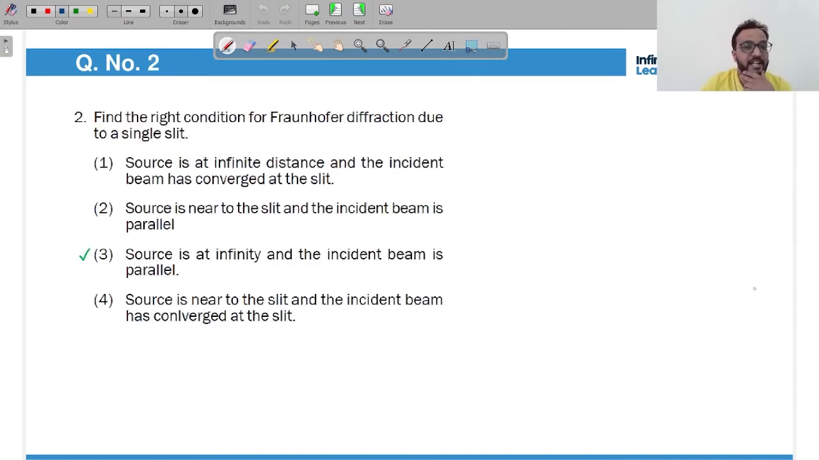Now, find the right condition for Fraunhofer diffraction to a single slit. We all know that the source must be at infinity and the incident beam that is coming should be a parallel set of rays. Do you understand this? So from here we will say the third option is correct.